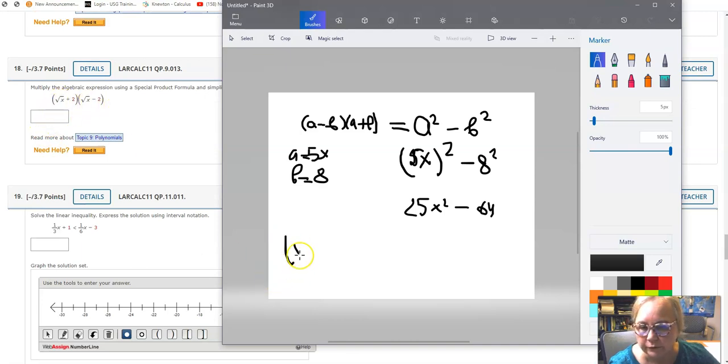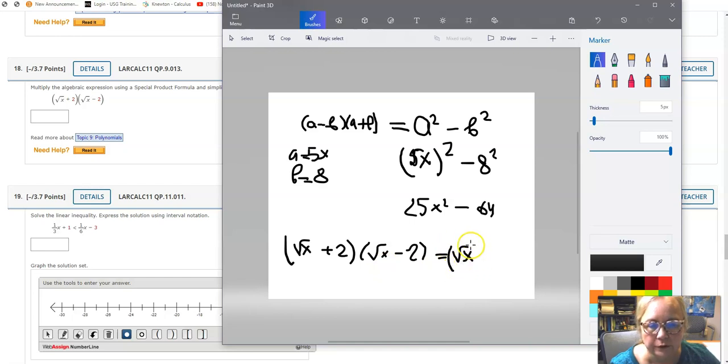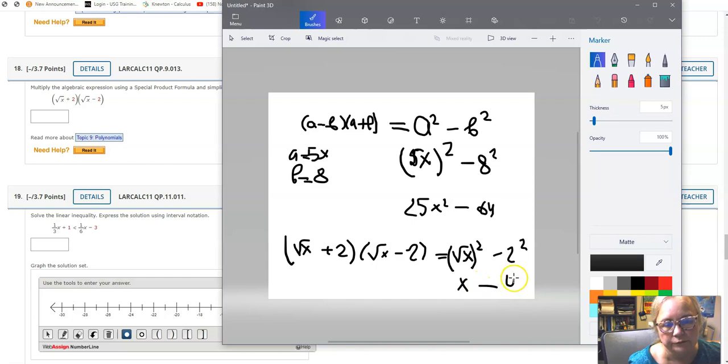You see, square root of x plus 2 and square root of x minus 2. The same quantities, and this time A is the square root. What happens if you have a square root? If you square the square root, you kill it, and you will have just x left minus 2 squared. So with time you will skip this step and you just write the answer, x minus 4. Don't write x squared because we already applied the square to remove the square root.